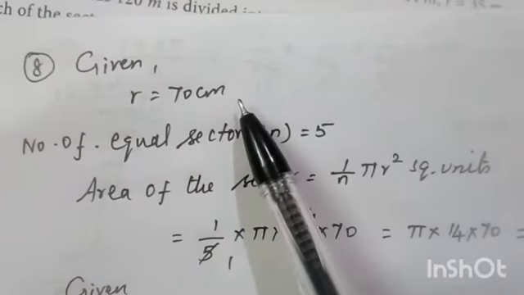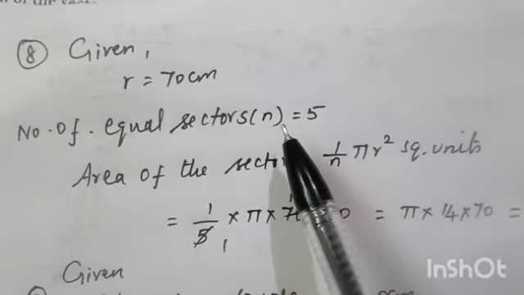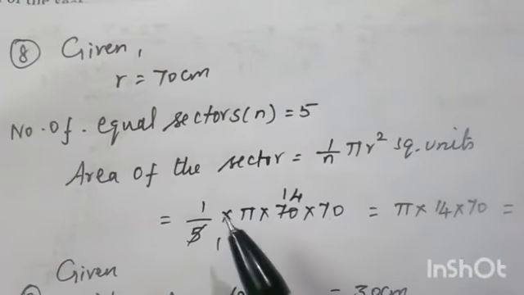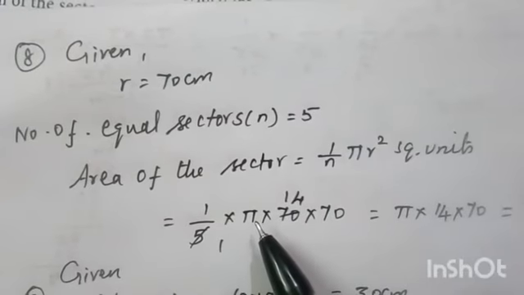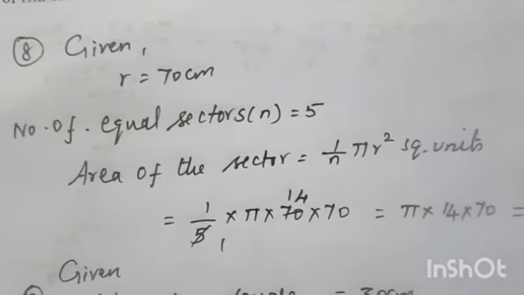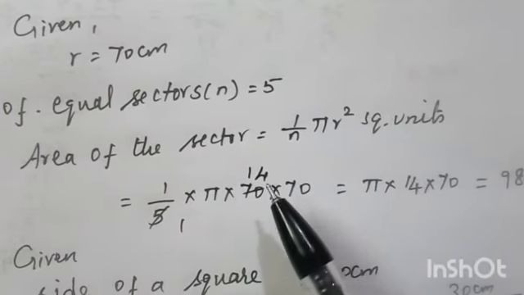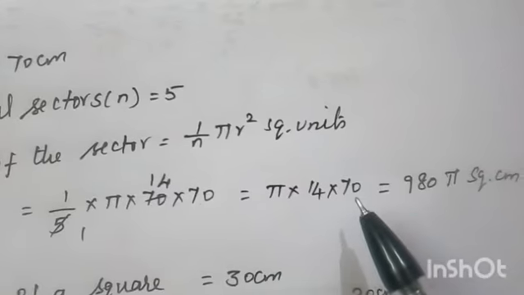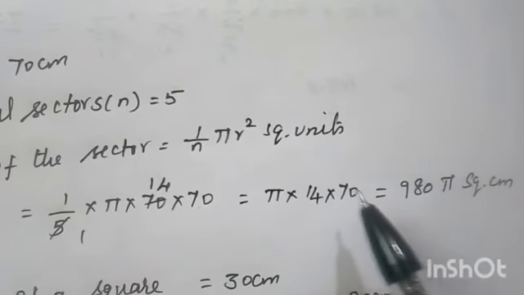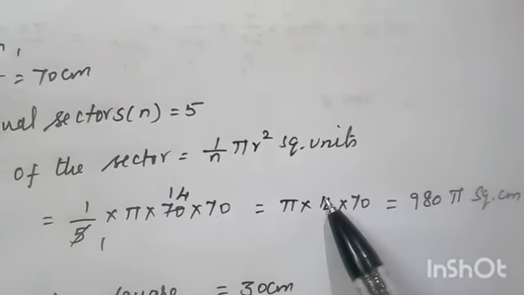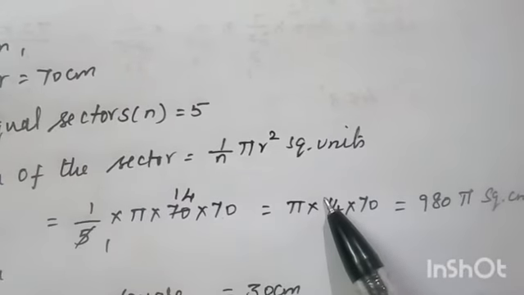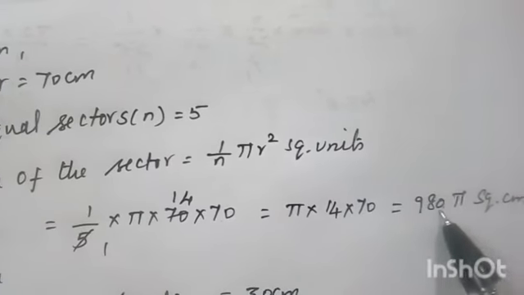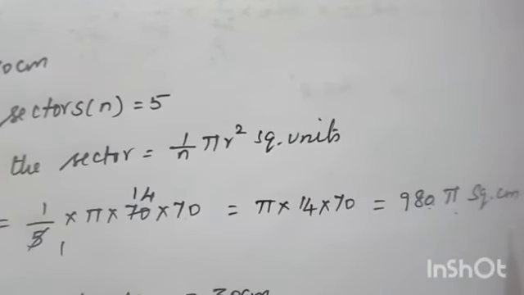Given r equal to 70 centimeter, number of equal sectors n equal to 5. Area of the sector is 1 by n into pi r square units. N is 5. 1 by 5 into pi value into 70 into 70. Cancel: 5 times 1 is 5, 14 times, it is 70. So after cancelling, we have pi into 14 into 70. 14 into 70: 4 sevens are 28, balance 1 seven is 7, 7 plus 2 is 9, and the 0 at the end, write at the last digit. So 980 pi square centimeter.